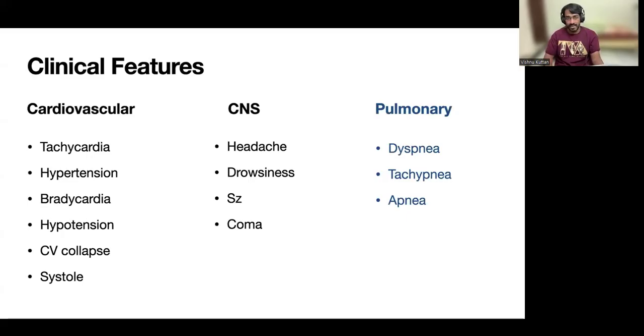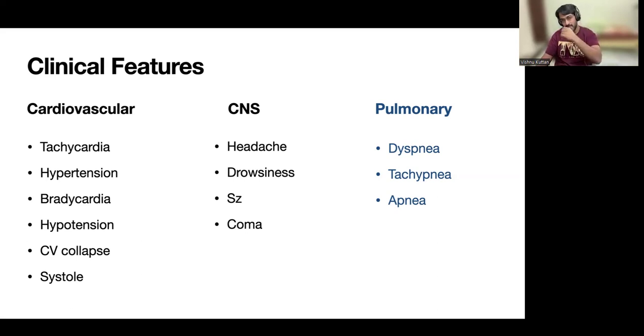And manifestations are going to be the same, except that it is going to more or less follow this order. The patient is going to be tachycardic and hypertensive first, then the cardiovascular collapse ensues. The patient is going to have bradycardia, hypotension, cardiovascular collapse, and not systole, it is asystole. I'm sorry for that. And CNS: headache, drowsiness, seizures. The patient is going to have some pulmonary component because he is basically in some hypoxic kind of state. So again, dyspnea, tachypnea, and apnea are going to be the pulmonary features.